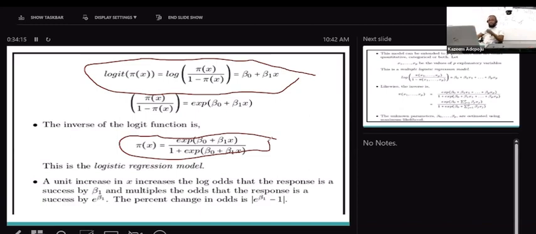Let me give you an example. Let's say I apply for a mortgage, and if x represents my credit score, what would be the pi of x? The pi of x would be the probability that I will be granted the mortgage loan given they have observed my credit score. Any question?